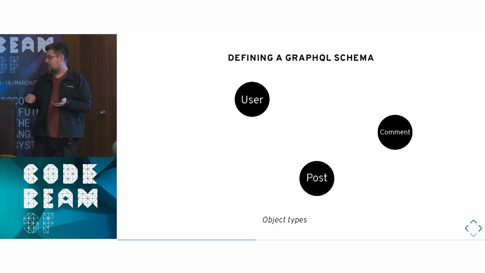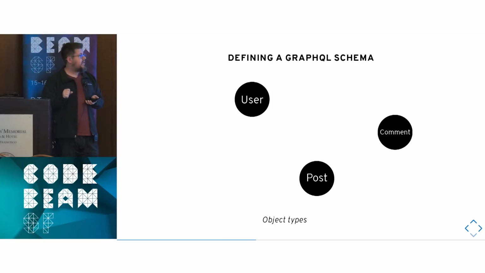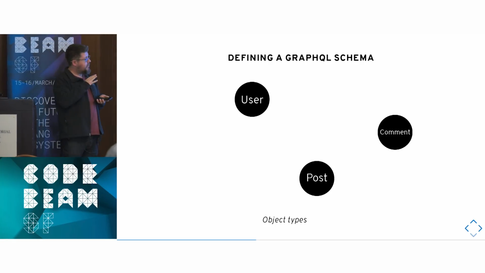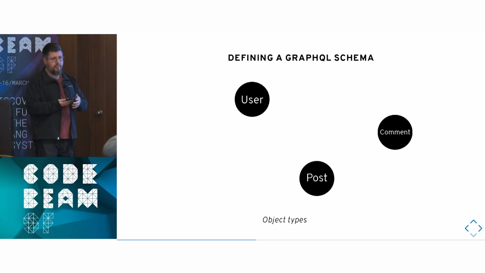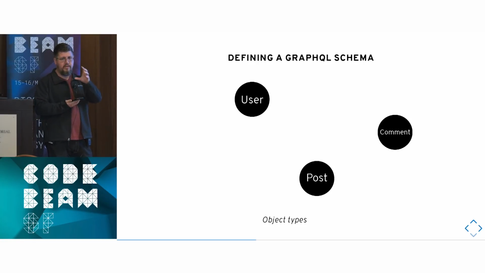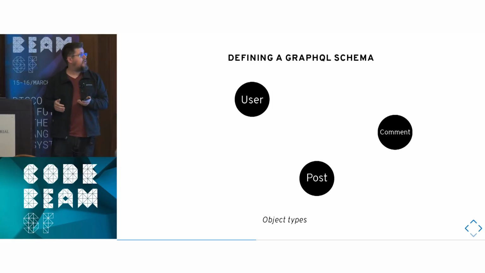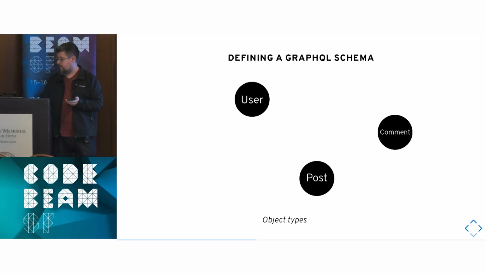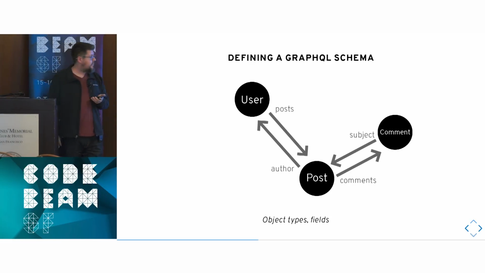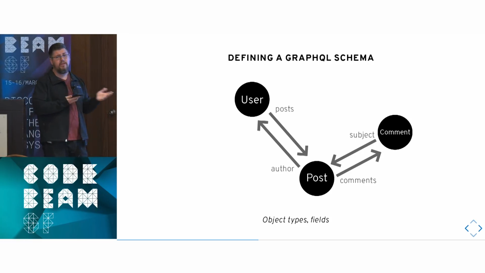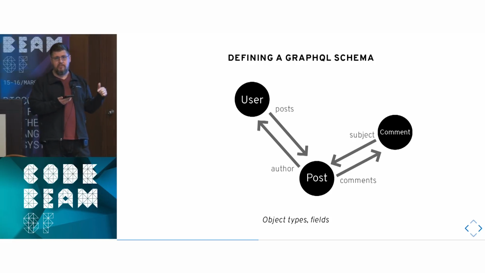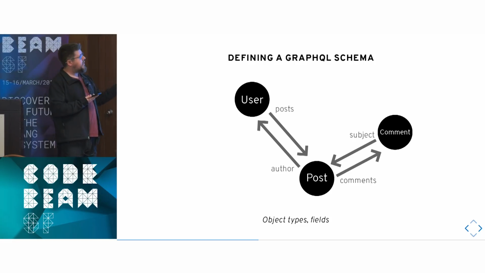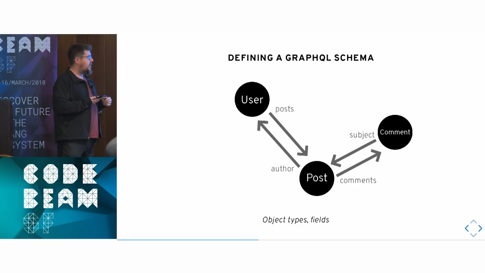This is the actual meat of your API. You start out by creating object types. So this is not unlike anything else where you're dealing with relational databases. You think about what your entities are in your system, right? So in this case, we have users, posts, and comments. Those are object types. And then they have something called fields. And you can think of fields as the associations or transitions that exist between those object types.